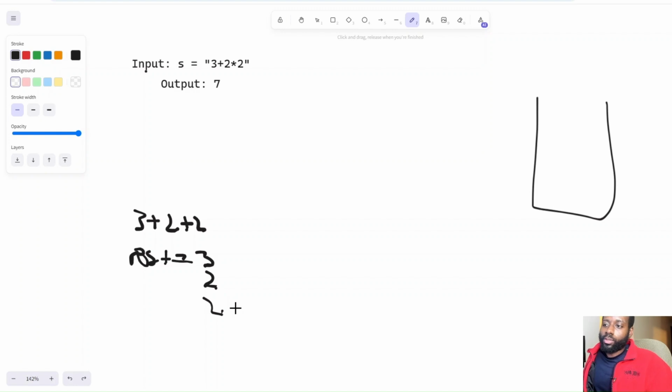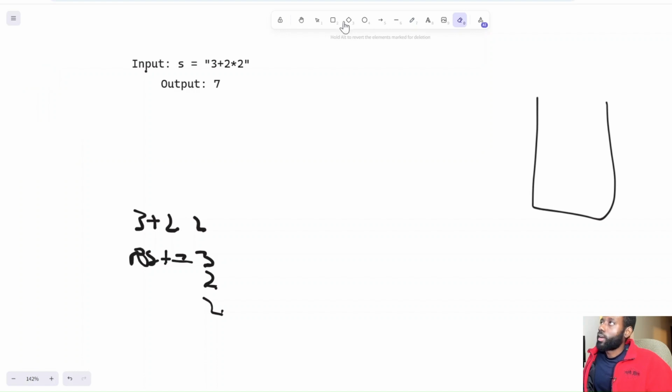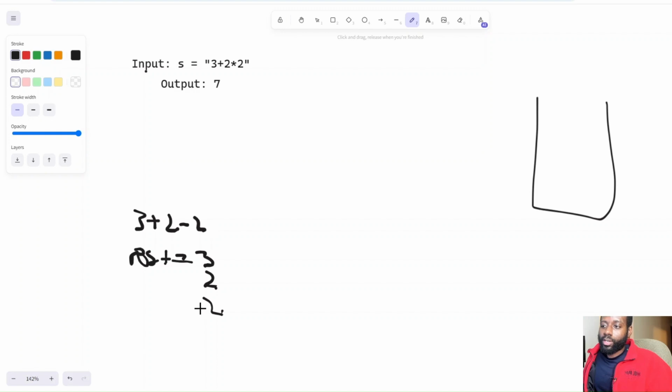Even if we were to add subtraction as well, we can do 3 plus 2 minus 2. So this will be a minus. It will be 3 plus 2 is 5, minus 2 is 3. This would have been very simple.